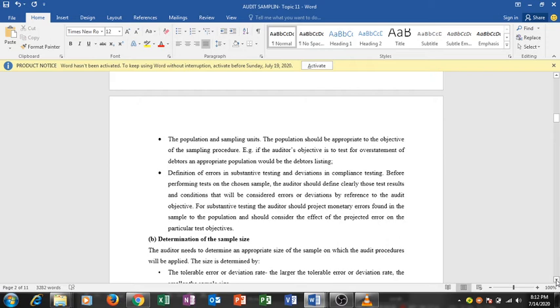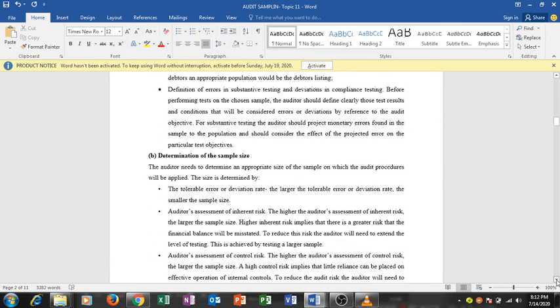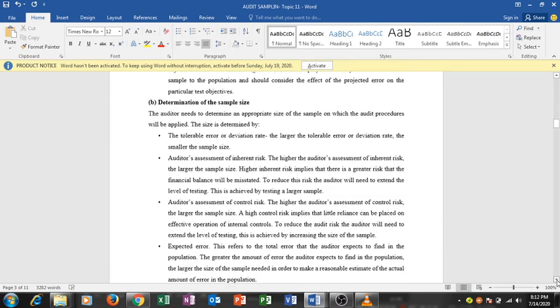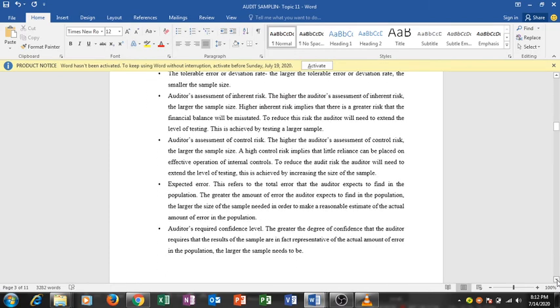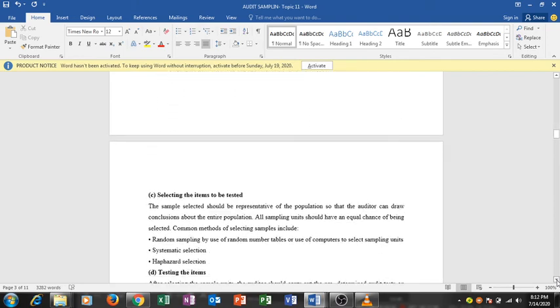Number two, determination of the sample size. Know the size of the sample that you are going to select. If the items are too many, then you need to have a larger sample. If the items are a bit few, then you can have a smaller sample. Then you need to consider the tolerable error or deviation. Also, you need to do the auditor's assessment of the inherent risk, and also the assessment of control risk and expected error. All those should be captured before you select a sample.